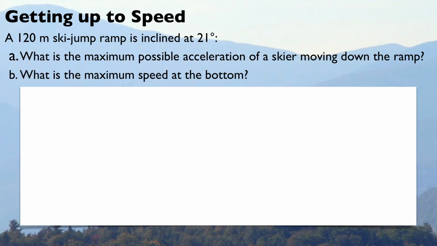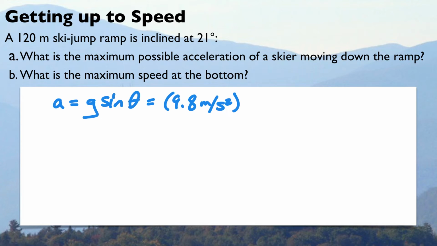Well, the acceleration is just equal to g times the sine of theta. g is 9.8 meters per second squared. By the way, g is just a number. The free fall acceleration is negative g. It's negative 9.8 meters per second squared if we're looking at vertical motion. But in this case, I'm just using the number.